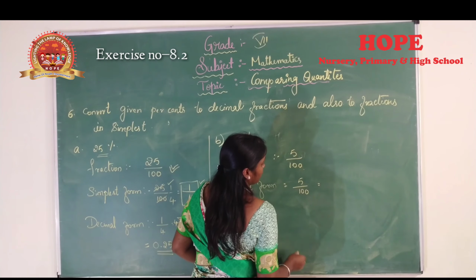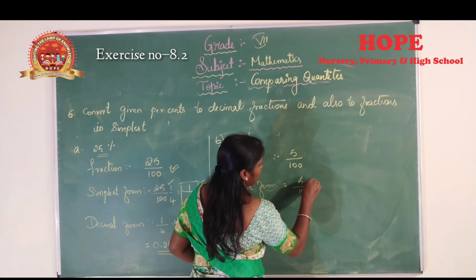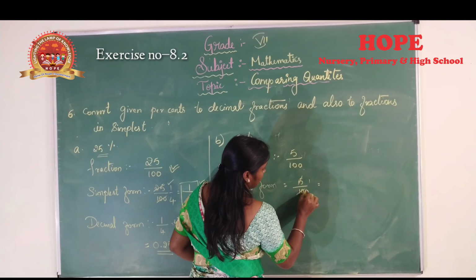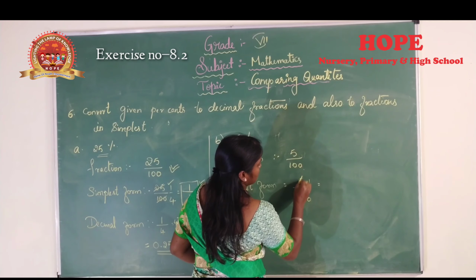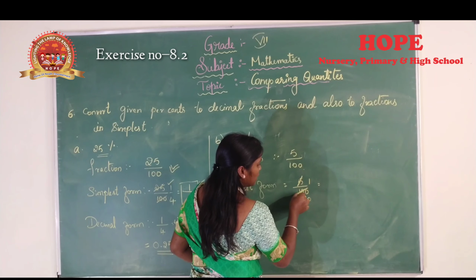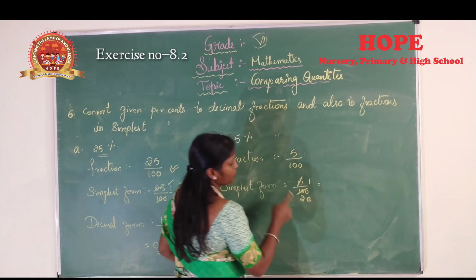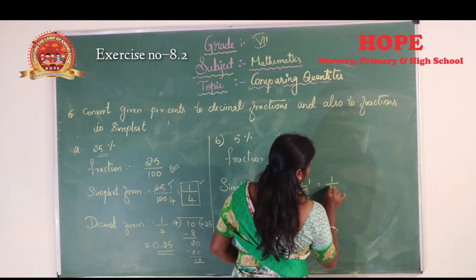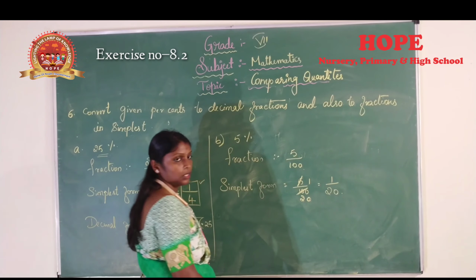How are we going to find it? 5 ones are 5, 5 twos are 10 and 0. So 5 ones are 5, 5 20s are 100. 5 into 20 when you do, we will get 100. 5 20s are 100. So the simplest form is 1 by 20.